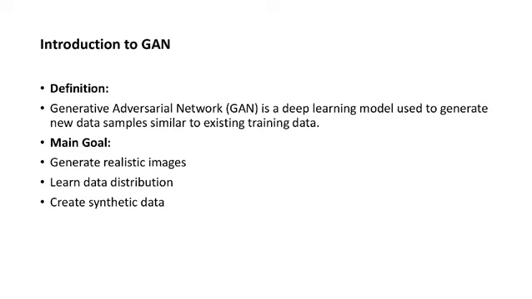Generative Adversarial Network, commonly called GAN, is a deep learning model introduced by Ian Goodfellow in 2014. GAN is mainly used for generating new data that resembles existing training data. The main objective of GAN is to learn the data distribution and create realistic outputs. GANs are widely used in image generation, synthetic data creation, video generation, and many AI applications. Today, GAN is considered one of the most powerful generative AI techniques.